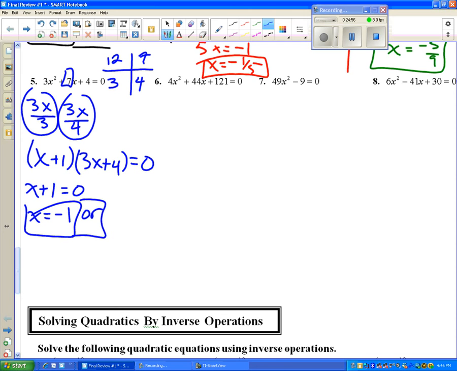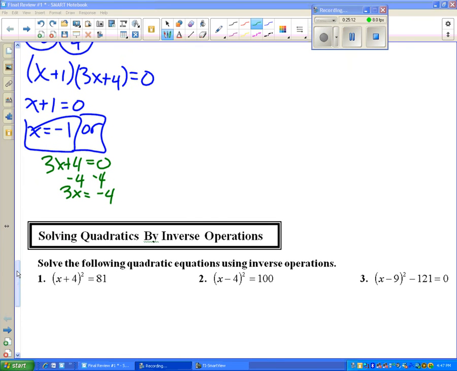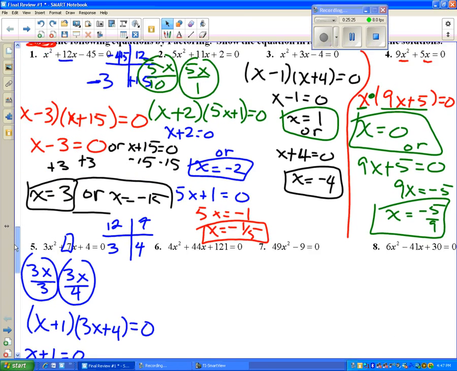Or I have 3x plus 4 is equal to 0, so I subtract 4 from both sides. I get 3x is equal to negative 4. Divide both sides by 3, I get x is equal to negative 4 over 3, or negative 4 thirds. Those two are my answers. All right, continue.